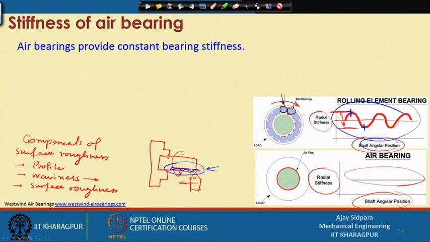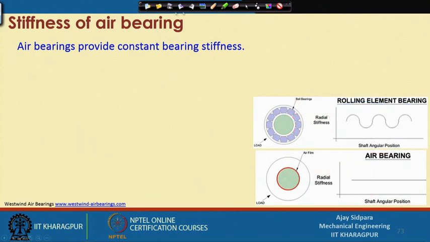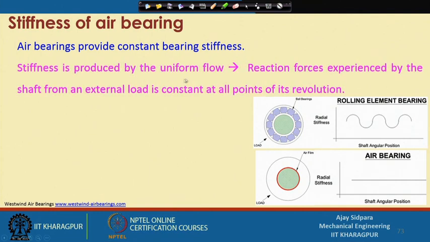So, that is very useful particularly when you are talking about micro machining or micro turning operation, where you want to cut a straight channel or do a straight turning operation. The stiffness is produced by the uniform flow in the air bearing, and the reaction force experienced by the shaft from the external load is constant at all points of its revolution.